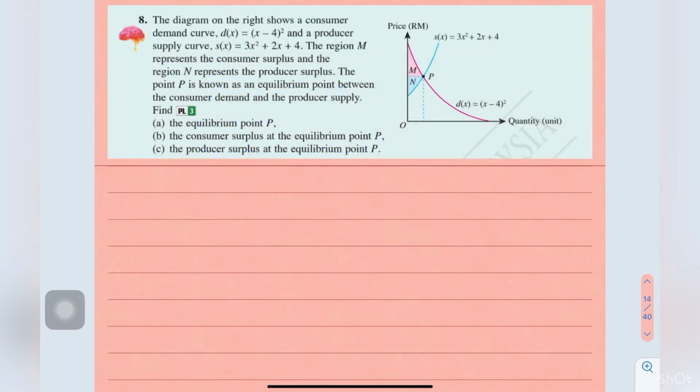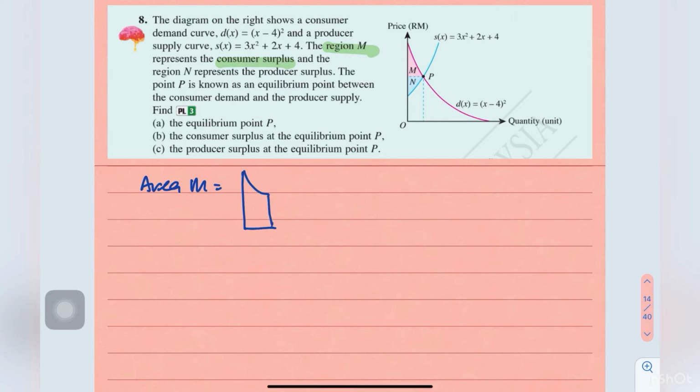B, find the consumer surplus at the equilibrium point P. Just now, region M is the consumer surplus. We are going to find the area of M. So to find the area of M, area M is all this area.